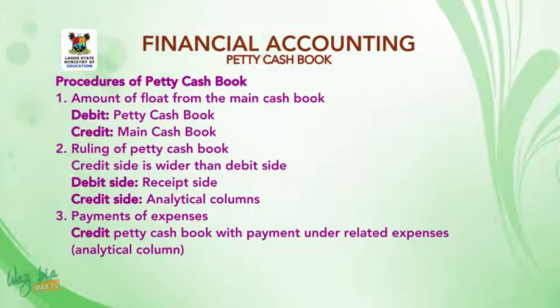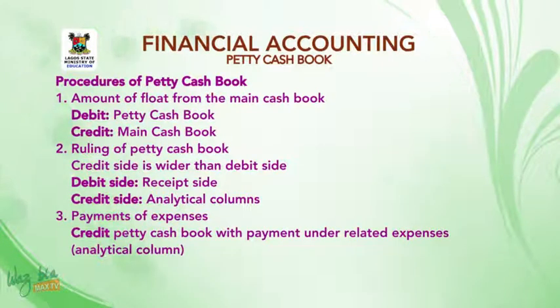Procedures of petty cash book. 1. Amount of float from the main cash book. Debit petty cash book. Credit main cash book. 2. Ruling of petty cash book. Credit side is wider than debit side. Debit side, received side. Credit side, analytical columns.